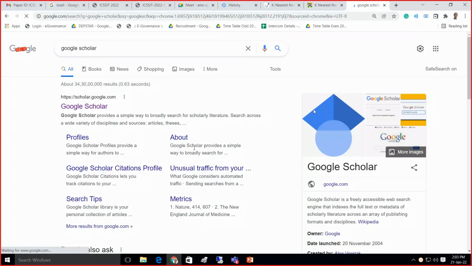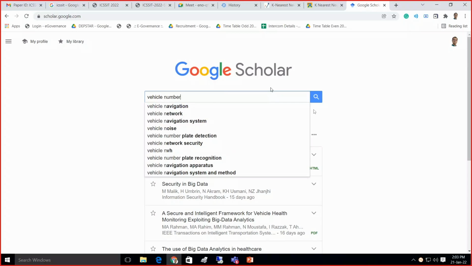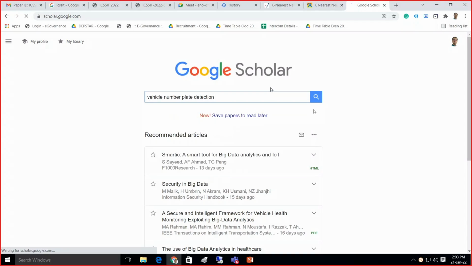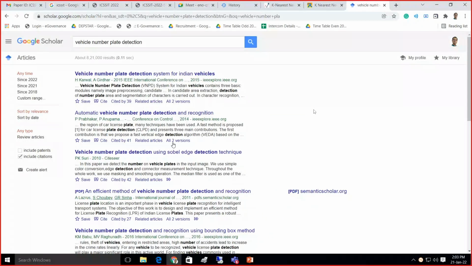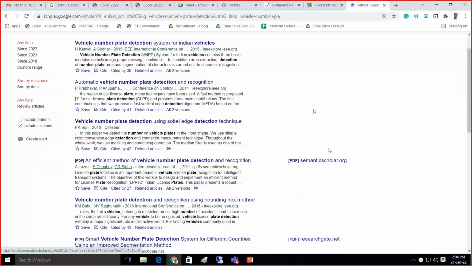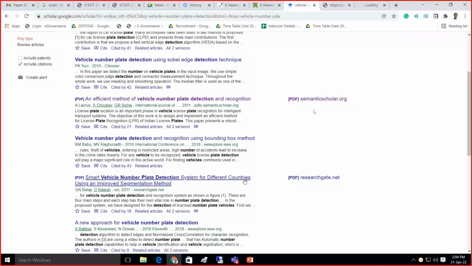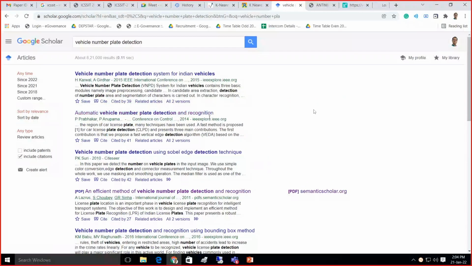Let me say, suppose you want to do vehicle detection or vehicle number plate detection. It's very simple, and here you can search for this topic. There are a lot of research papers, and when you see a PDF, that means you can directly download the PDF. If it is not downloadable, for example, this PDF is not downloadable in IEEE Xplore.